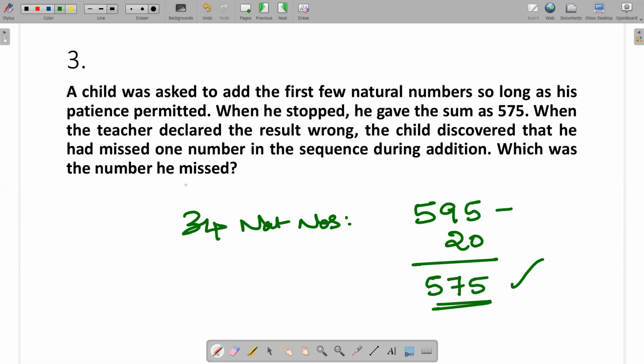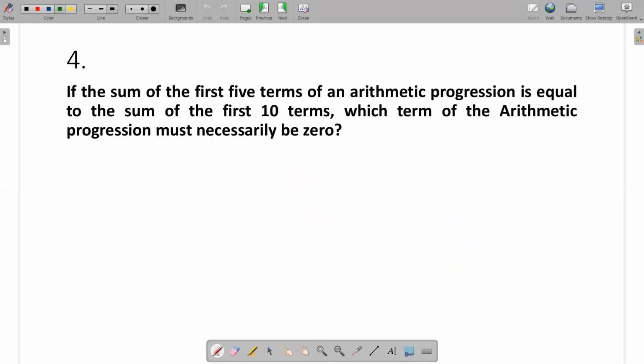So the number that he missed is evidently equal to 20. And this brings conclusion to our third question. All right. Now, let us attempt the fourth question.